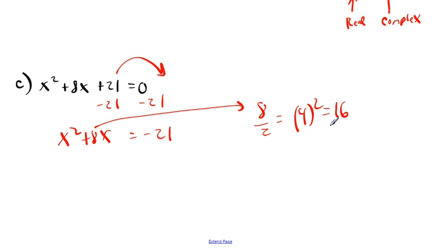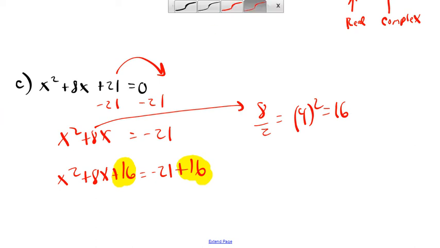Bing! Step 4 is to take that special number and add it to both sides of our equation. So x squared plus 8x plus 16 equals -21 plus 16. All right, I'll just highlight that. So we added 16 to both sides. Cool beans. Bing! Step number, I believe now it's 5.